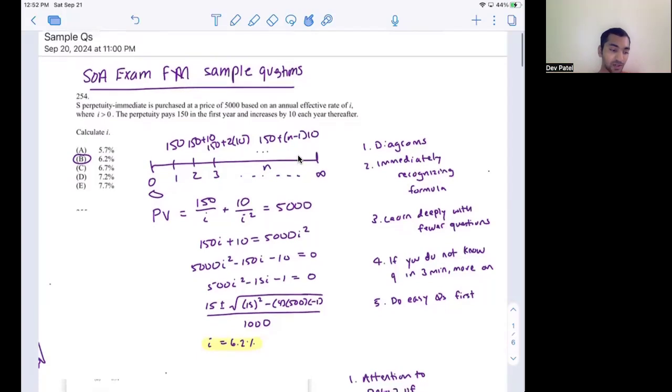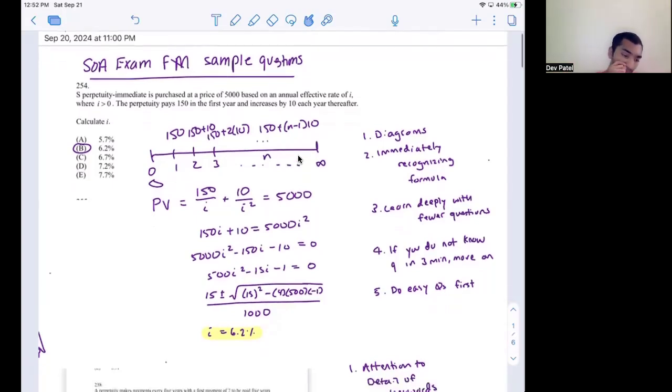So let's start with question 254, and this is from SOA exam FM sample questions. You can get this just by Googling SOA exam FM sample questions. The second link has the 2018 sample questions, so just click on that and you can get this. I think it has around 400 questions.